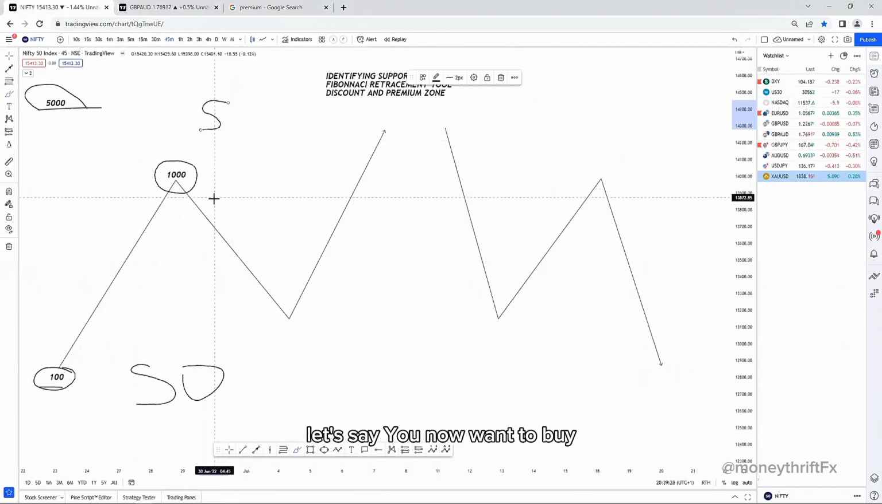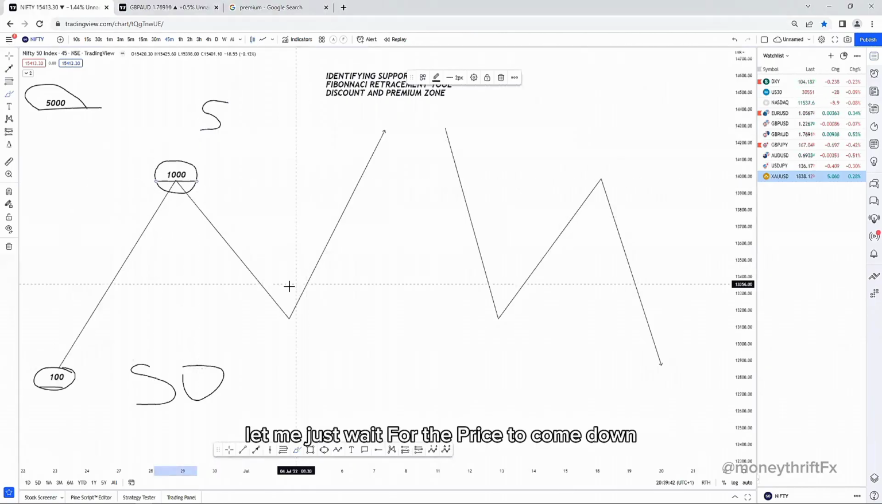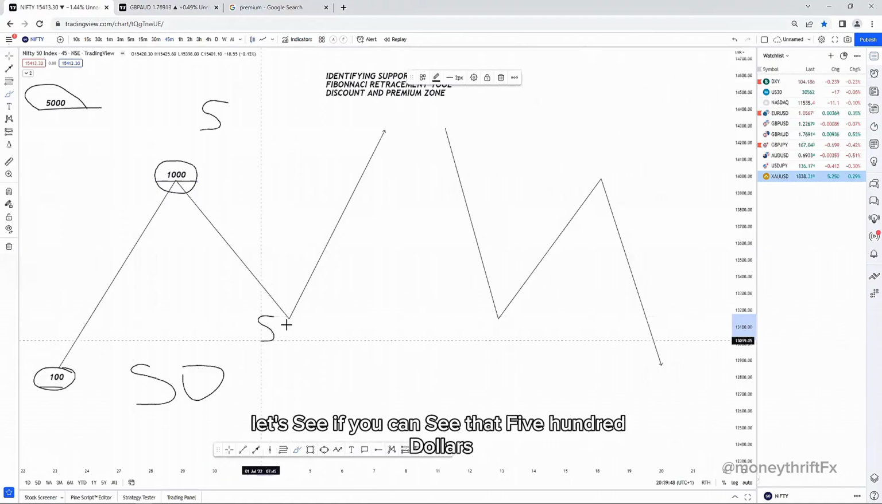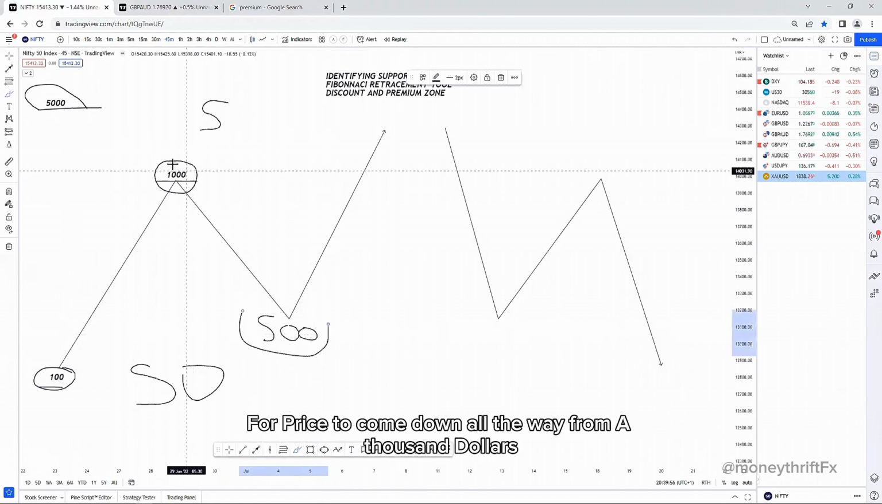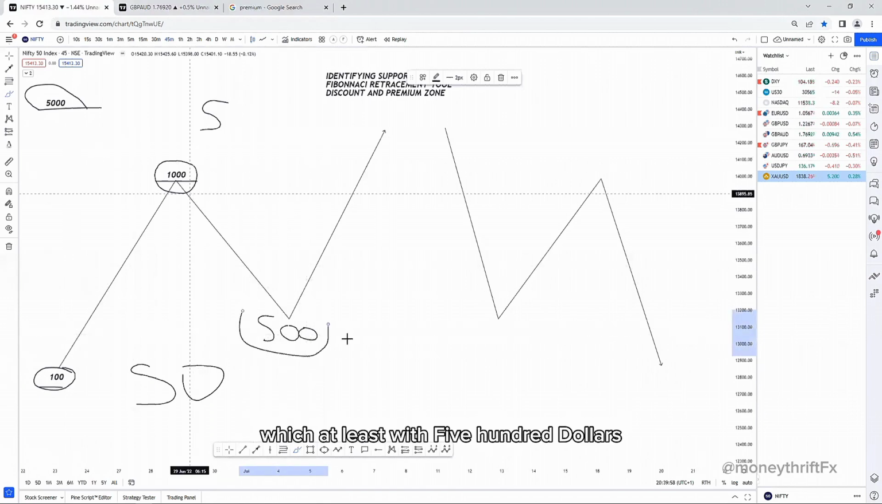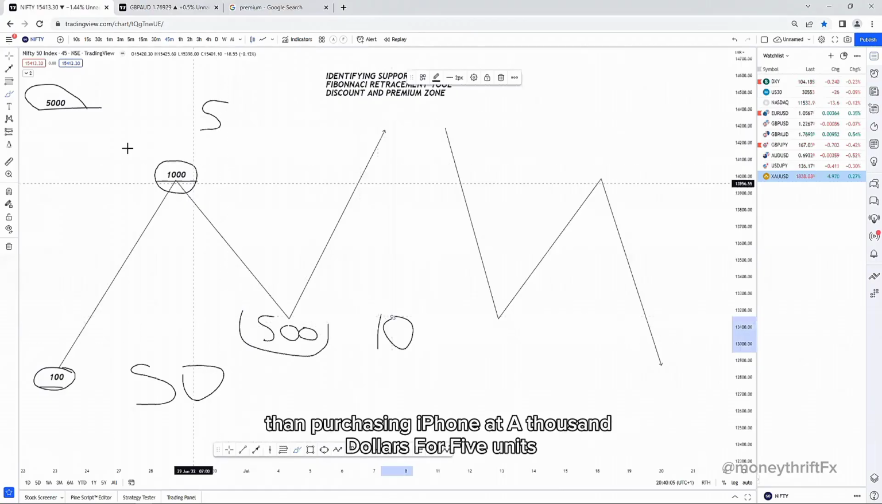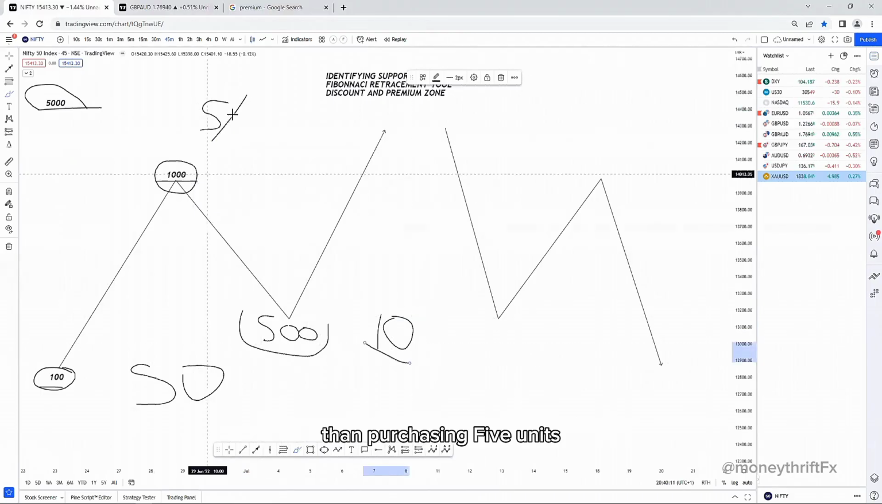Let's say you now want to buy. One of the very best things to do is to wait for price to come down to a discount rate. Or let there be a discount in the price where we say, okay, fine, I cannot buy this high because the price is too high for me to buy iPhone. Let me just wait for the price to come down all the way. Let's say if you can see it at $500, then I'm going to buy it at $500. That's waiting for price to come down all the way from $1,000 to $500, which at least with $500, you should be able to purchase about 10 units, right? It's way better than purchasing iPhone at $1,000 for 5 units. It's way better purchasing 10 units than purchasing 5 units.